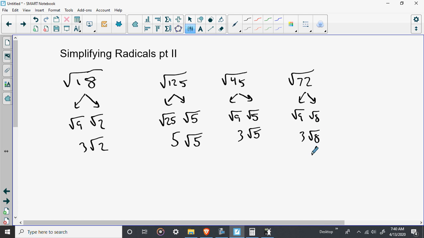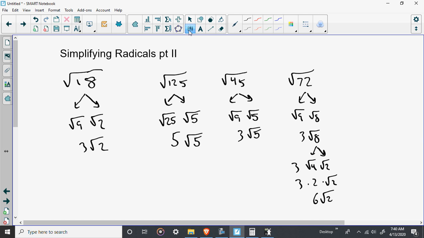The problem is, what happened to radical 4 times radical 2, right? There's another perfect square in 8, so this becomes 3 times 2 times 2, which is 6 radical 2. So watch your last number here. Prime number, prime number, prime number, 8. Just watch out because there is a perfect square that goes into 8.